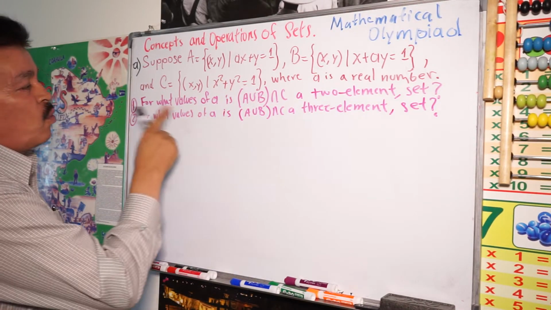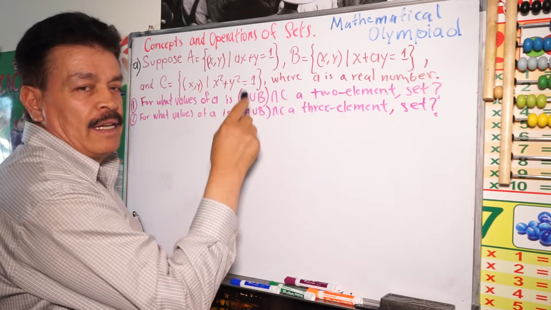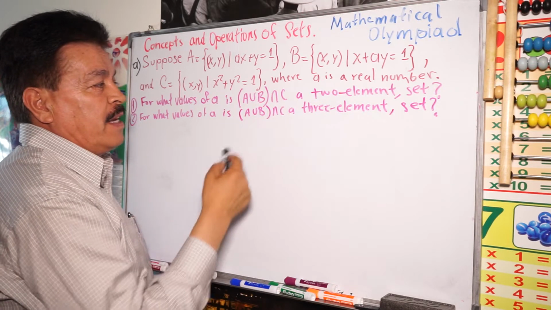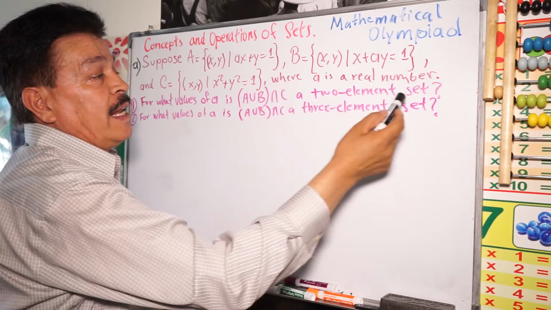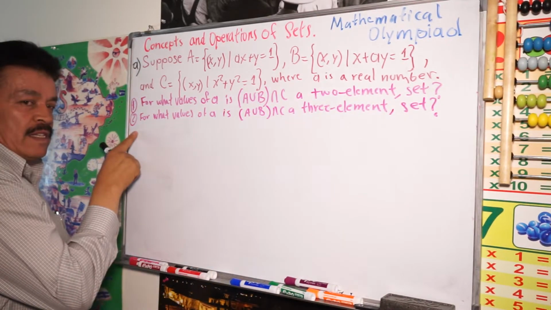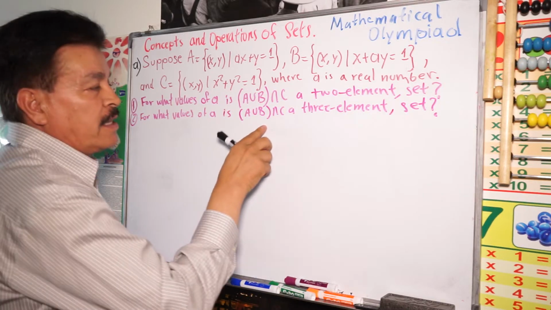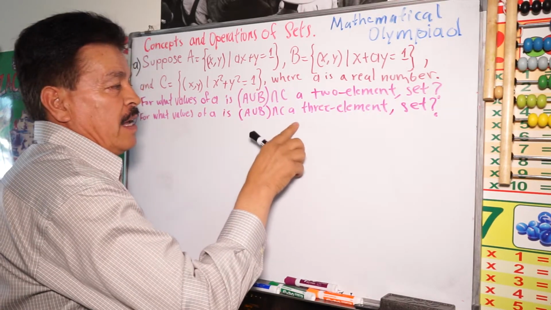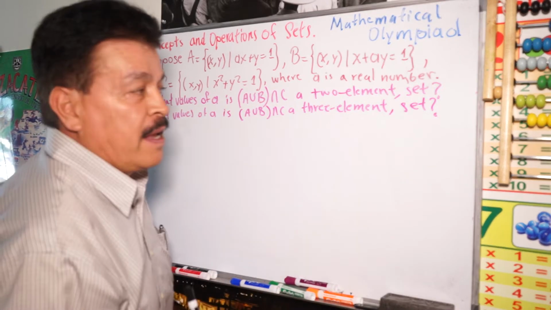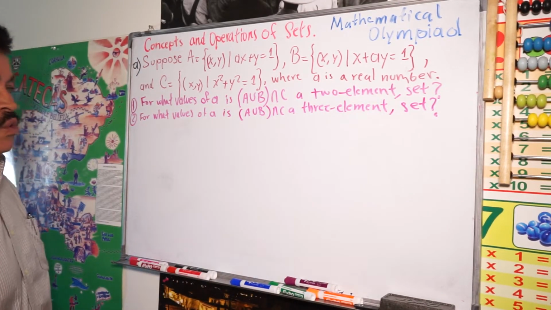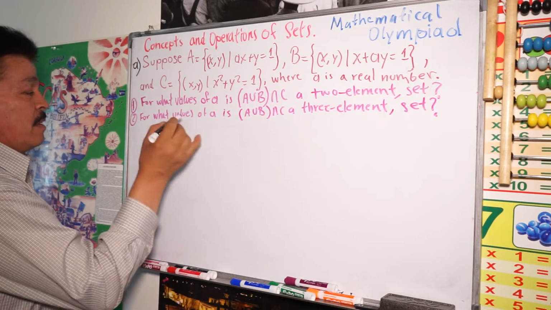The first one: for what values of a is (A union B) intersection with C a two-element set? The second question is: for what values of a is (A union B) intersection with C a three-element set? Two questions then.